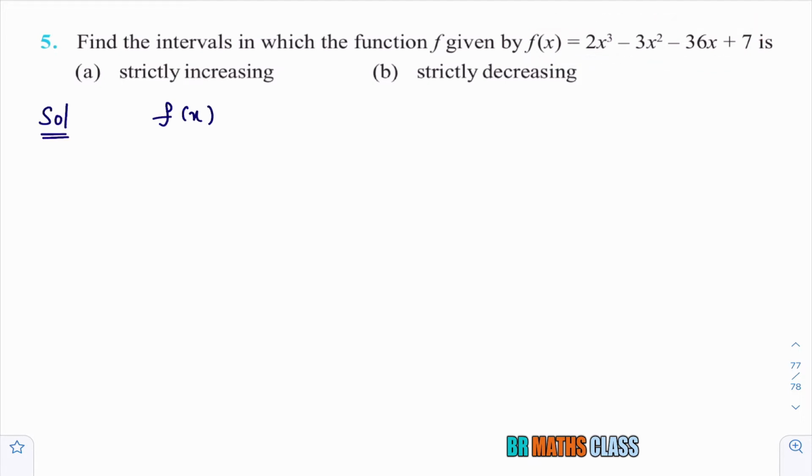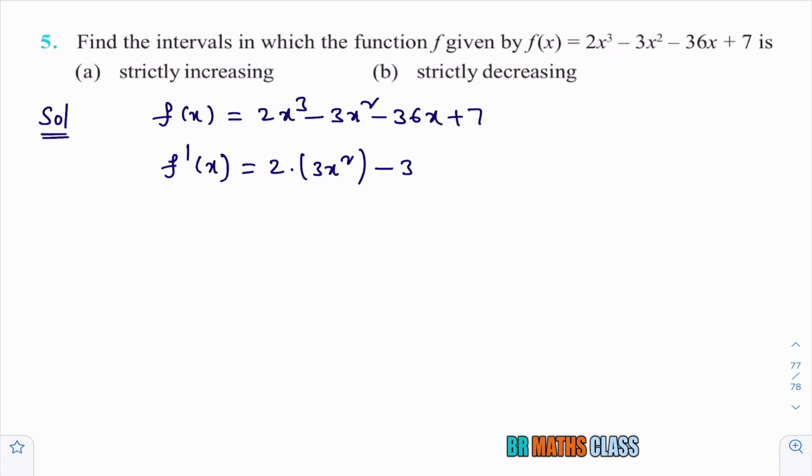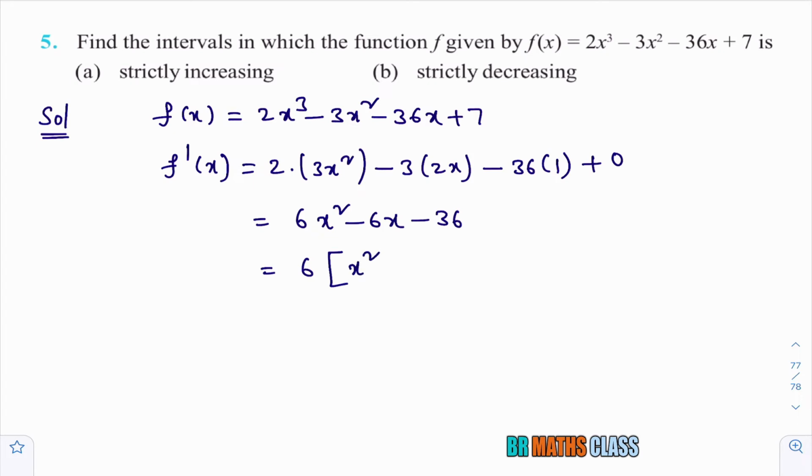What is the given function? f dash of x equal to 2 into derivative of x cube is 3x square, minus 3 into derivative of x square is 2x, minus 36 into derivative of x is 1, plus derivative of constant is 0. If I simplify this, what I'll get: 6x square minus 6x minus 36. In this expression, I can take 6 common. Take 6 common, x square minus x minus 6.